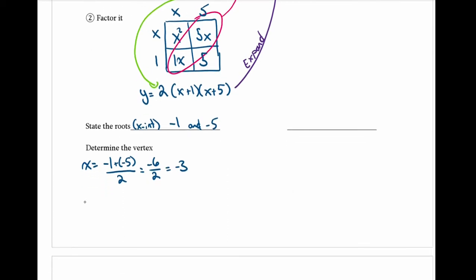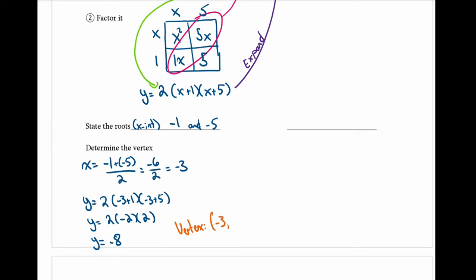Now that I have that value, I'm plugging it into the equation for x, and then I'm going to solve for y. So y equals 2 times (-3 plus 1) times (-3 plus 5), which is 2 times -2 times +2, or y equals -8. So because I have an x value of -3 and a y value of -8, my vertex for this quadratic is (-3, -8).